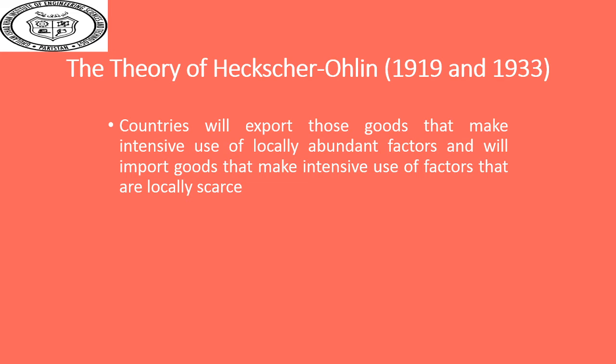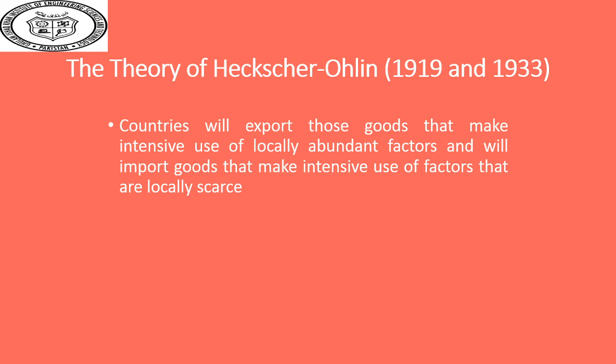First, the theory of Heckscher-Ohlin. This one was 1919 and 1933. Heckscher and Ohlin started this theory, and according to this theory, countries will export those goods that make intensive use of locally abundant factors, and will import goods that make intensive use of factors that are locally scarce.